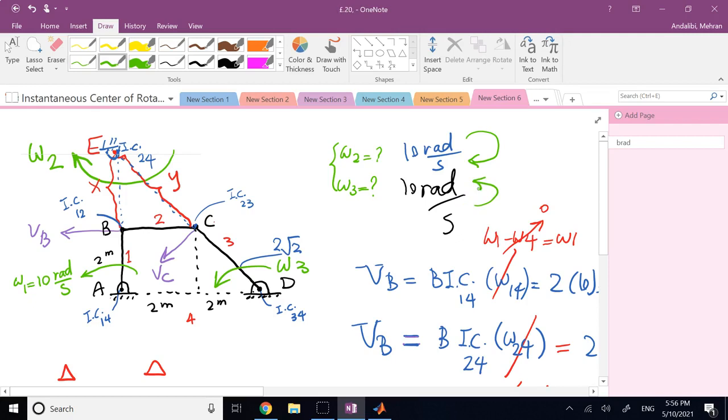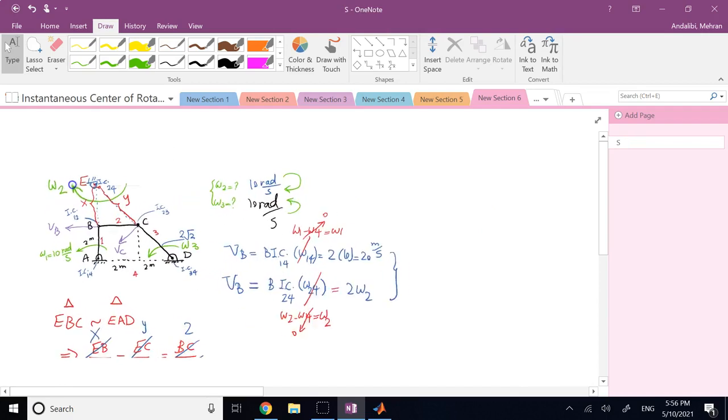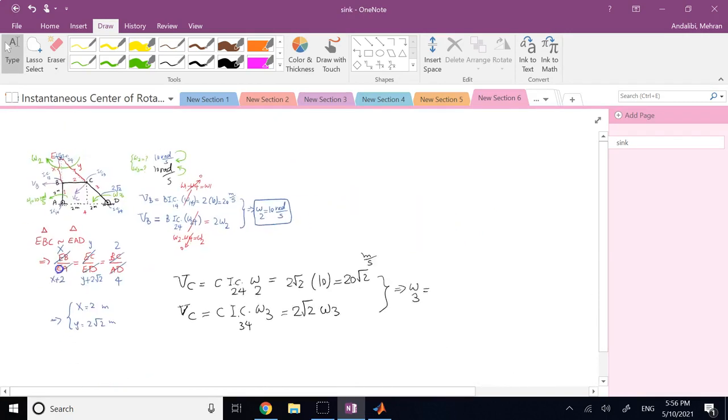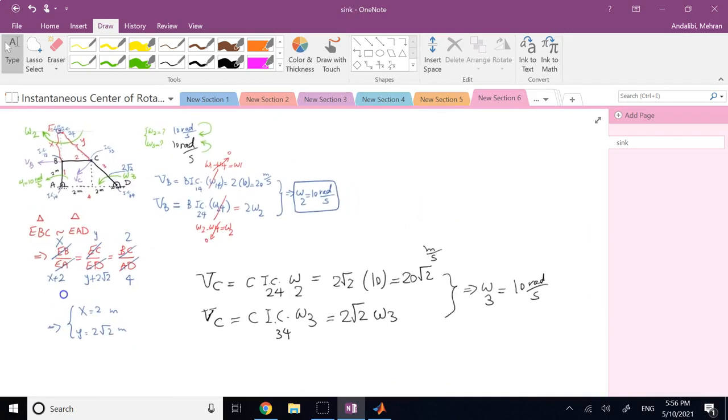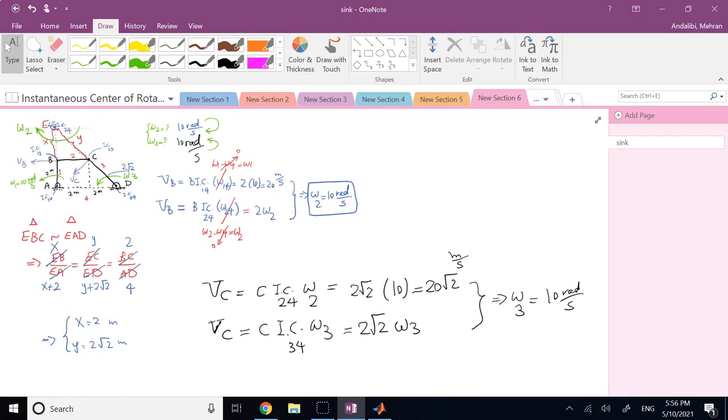Okay, so I found both of the unknown omegas and their direction. I did not use any vector notation or anything. And I did it with instantaneous center. I had to find distances x and y through what? Definitely through geometry. That's the only way to go about it.